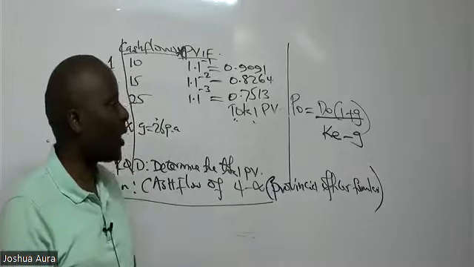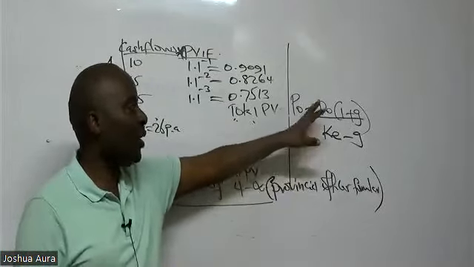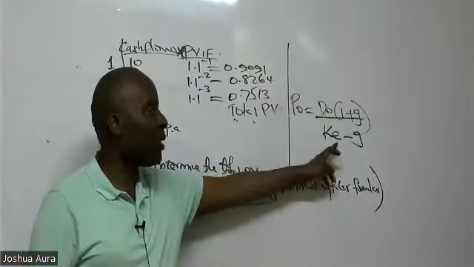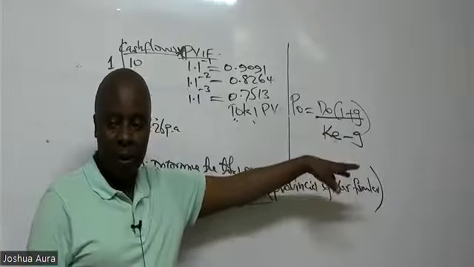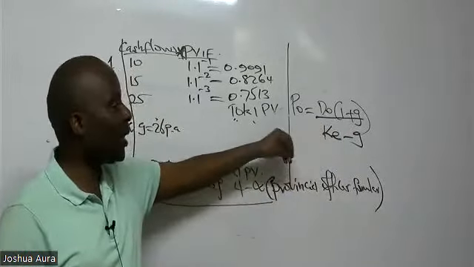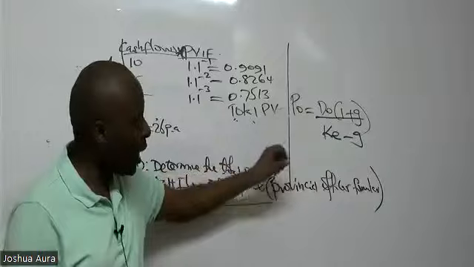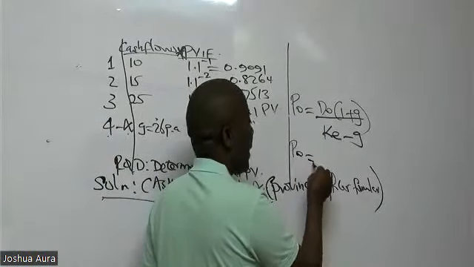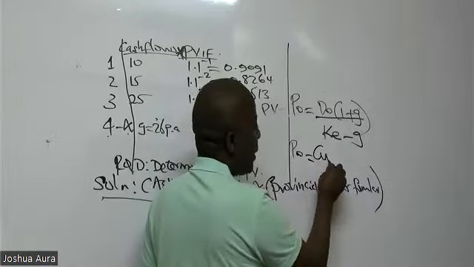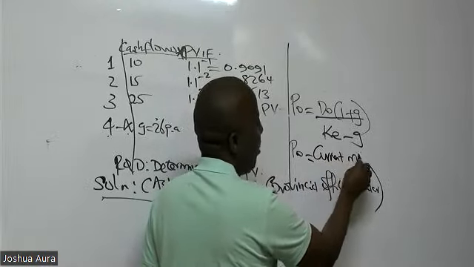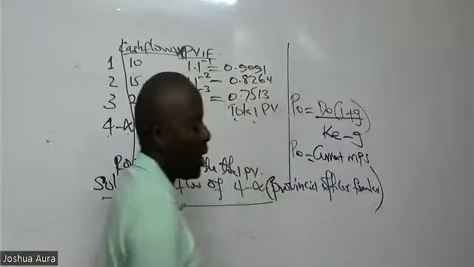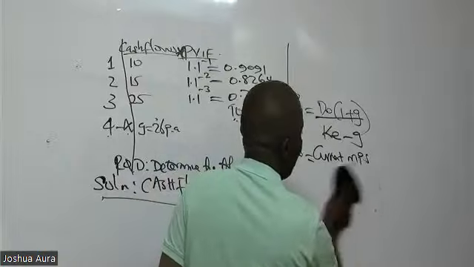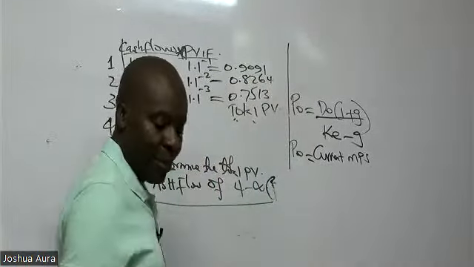Please, the formula is P0 equals D0 into 1 plus the growth rate, all over KE minus g. Ladies and gentlemen, please listen to me very well. For us, this P0, O means current. So this is the current market price per share. That is our P0, the current market price per share.